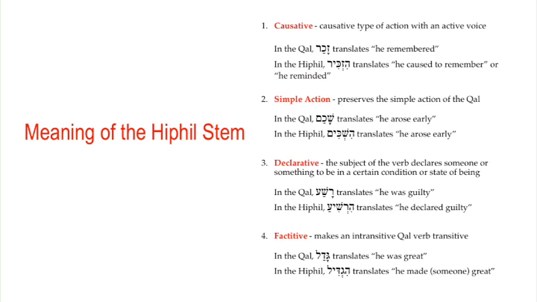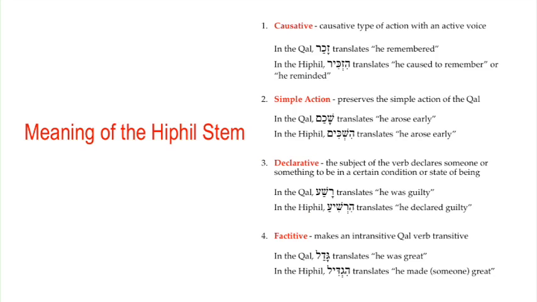Now, the Hiphil stem is the causative action with an active voice. This is the first time we've encountered causative action. Remember, the Qal stem is simple action. The Piel and Pual stem is intensive type of action. And the Hiphil and the Hofal is causative action, where someone causes something to be done. Causative action. Let's look at our screens and see what type of causative action the Hiphil stem communicates.